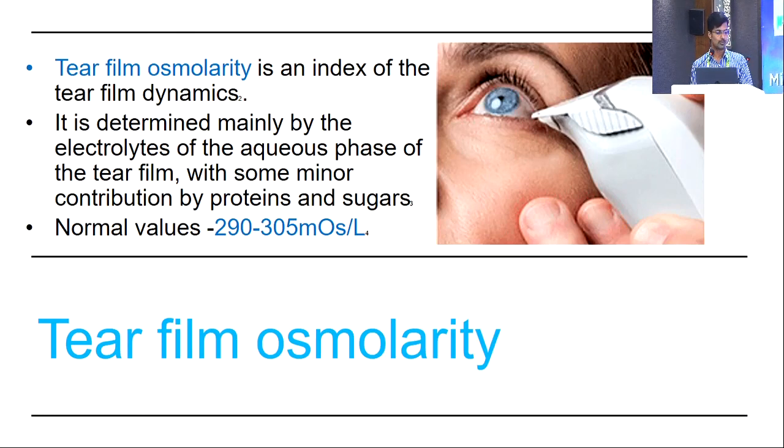A brief discussion about tear film osmolarity. Tear film osmolarity is an index of the tear film dynamics, and it is determined mainly by the electrolytes of the aqueous phase of the tear film, with some minor contributions from the proteins and sugars. Normal tear film values are 290 to 305 milliosmoles per liter. Anything below 300 is normal, and above 300 indicates disruption of the tear film.